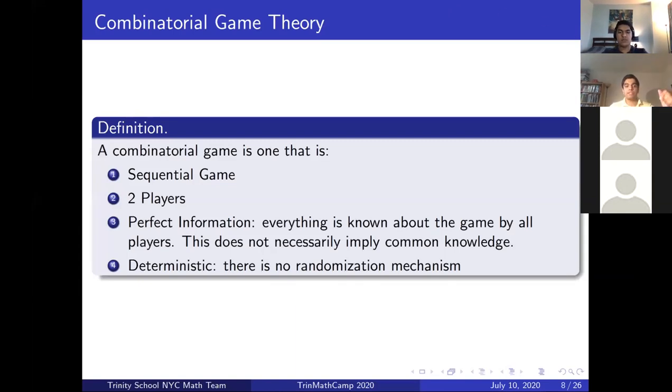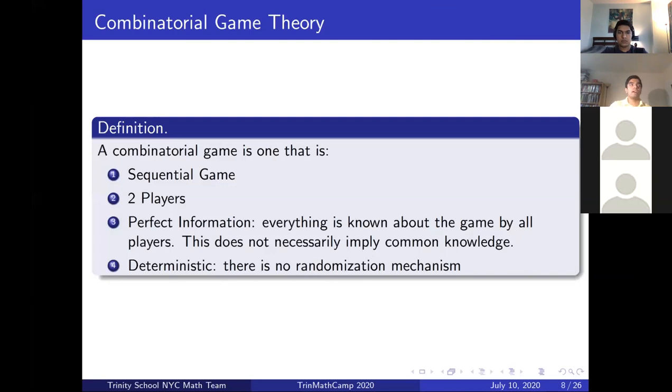And finally, it's deterministic. That means there's no randomization mechanism. Monopoly is a good example too. With Monopoly, you roll a dice to see how many spaces you're going to move. In that sense, there's a randomization mechanism, because you're rolling dice and you don't know how many moves you're going to make. That serves as the chance factor, and the chance factor comes into play a lot with game theory.